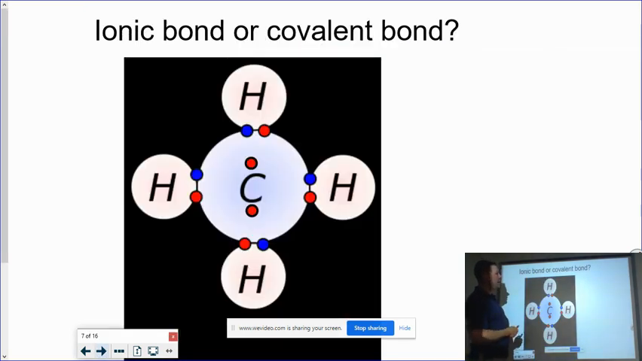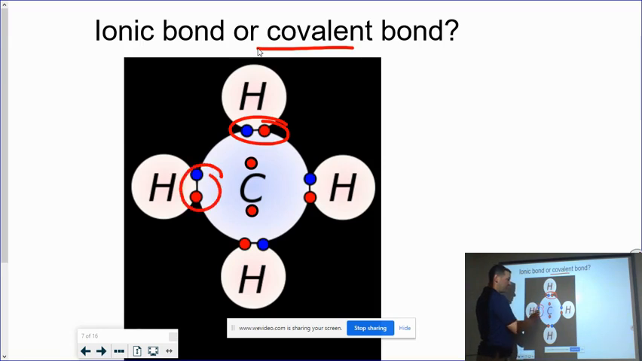Is this ionic or covalent? Pause the video. Take a guess if you have to. This is a covalent compound because they're sharing electrons to get their shells full of electrons.